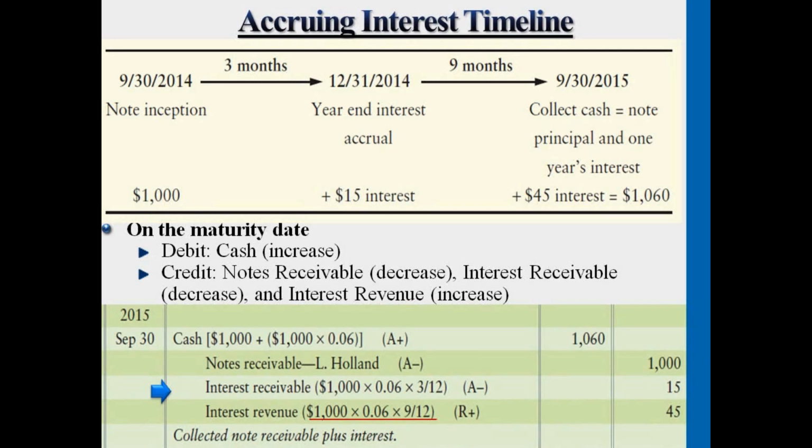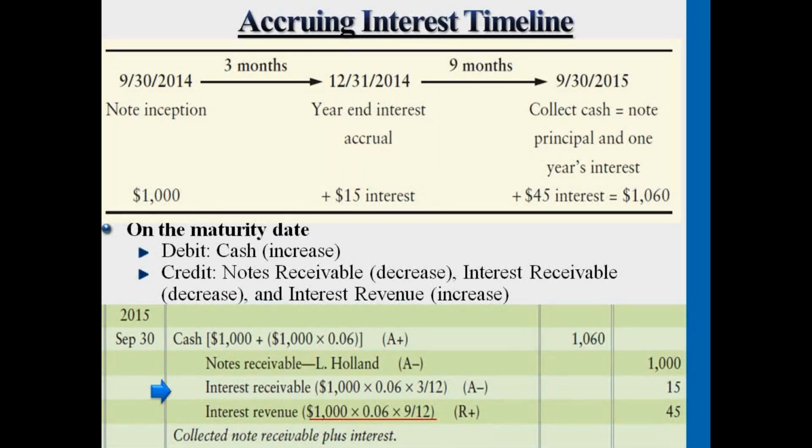This $1,000 comes from notes, which previously we debited. Because now we're collecting it back, we're crediting notes receivable. And the $15 of interest receivable was what we earned last year, but it was not yet cash. Now, after a year, we're collecting cash, so we're crediting receivables. Then this $45 is from January 1st all the way to September 30th. There are 9 months of interest accumulated in this period of time.